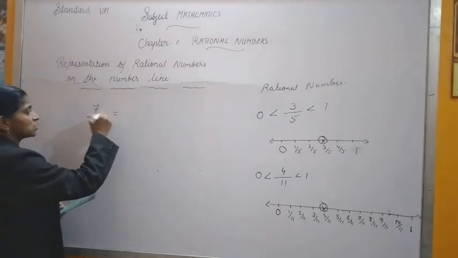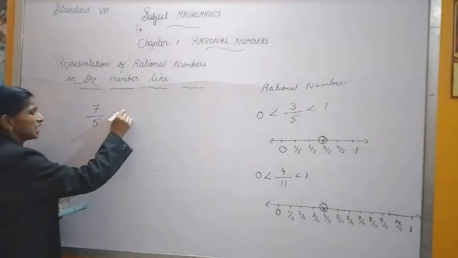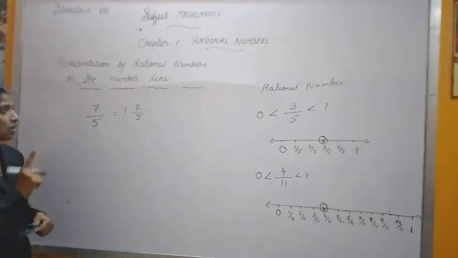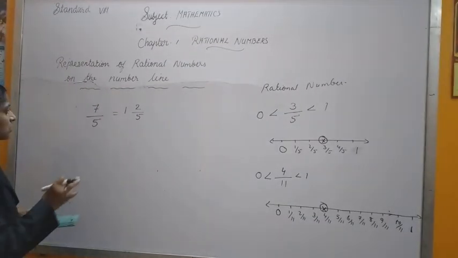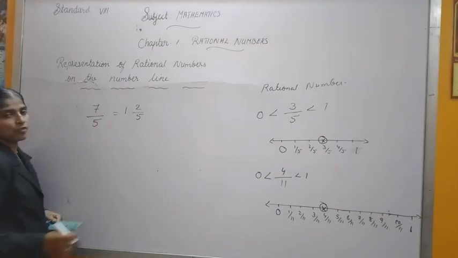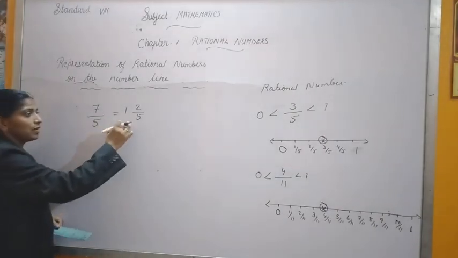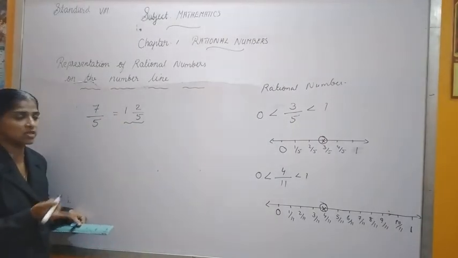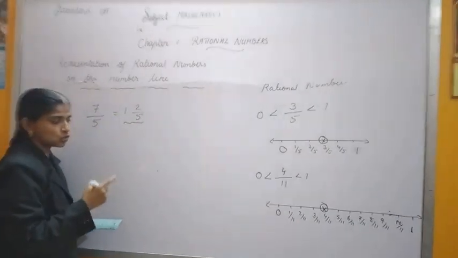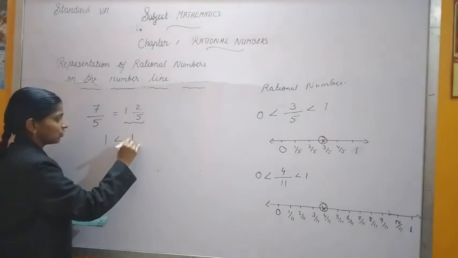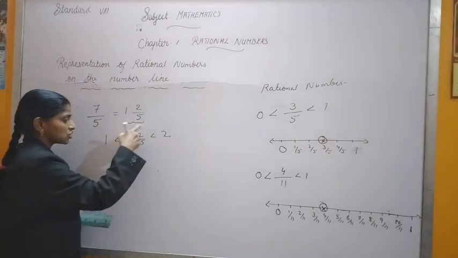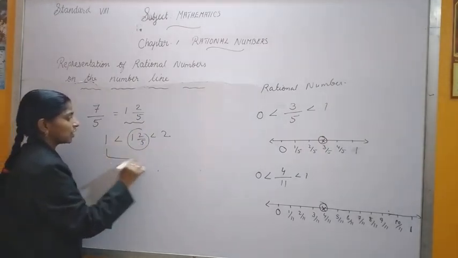When we convert this into a mixed fraction, we get 1, 2 upon 5. This you know how to convert into a mixed fraction. When we look at this 1, 2 upon 5, we know it is between which two integers? Between 1 and 2. 1 is less than 1, 2 upon 5, which is less than 2. So this rational number is between 1 and 2.